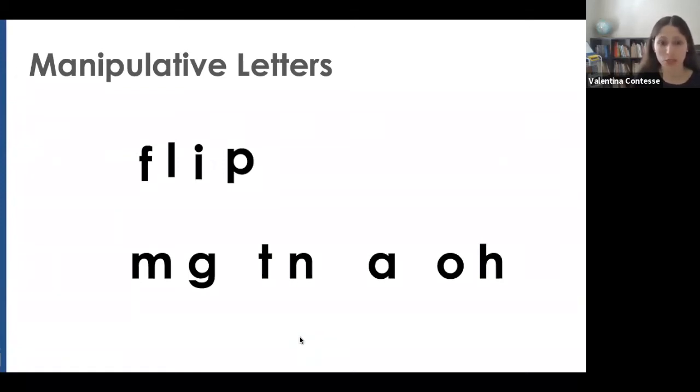Students can also do more advanced encoding practice with manipulative letters. So if I have the word flip, what do I need to change to make the word flop? Listen to my sounds. Flop, flop. And the student with that guidance would know to change the I to an O. And then again, you can ask them to decode the word. What word did we spell again?